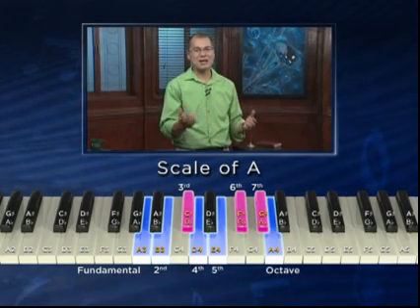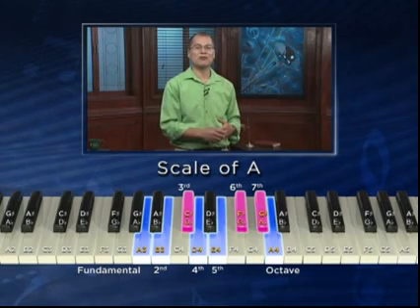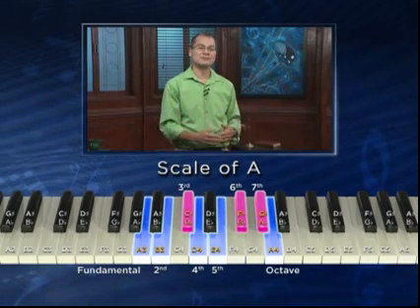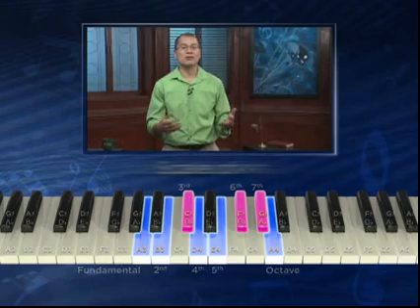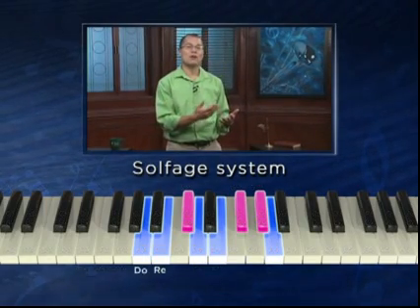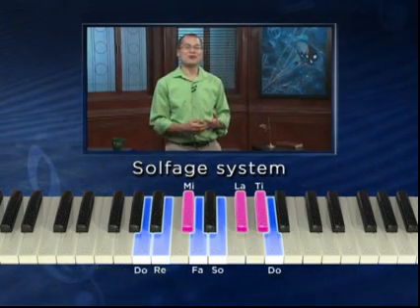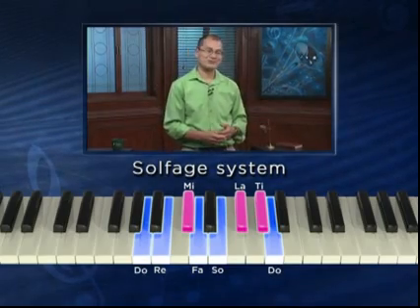Now, some of those are major, some of those are minor. Sometimes we call the fourth and the fifth perfect, but they're numbered. We also have this system called the solfege system, which is do, re, mi, fa, sol, la, ti, do. You, of course, know that from The Sound of Music.